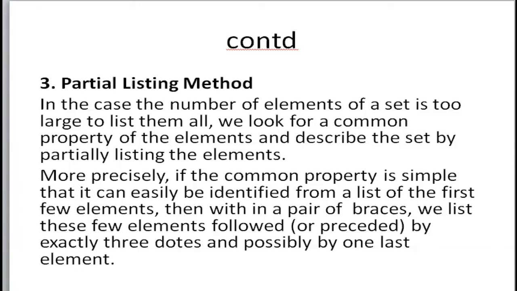So in the case where the number of elements of a set is too large to list them all, we look for a common property of the elements and describe the set by partially listing the elements. More precisely, if the common property is simple, so that it can easily be identified from a list of the first few elements, then within a pair of braces, we list these few elements followed by exactly 3 dots and possibly by one last element, as I told you earlier.